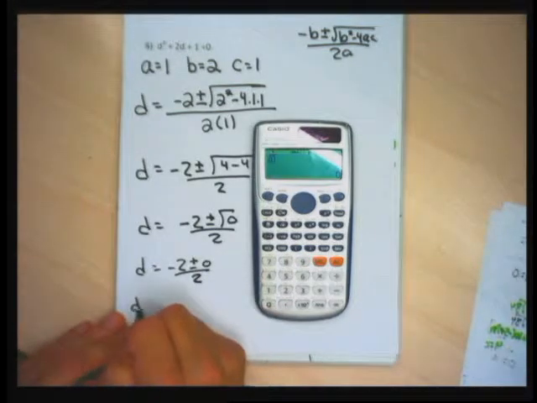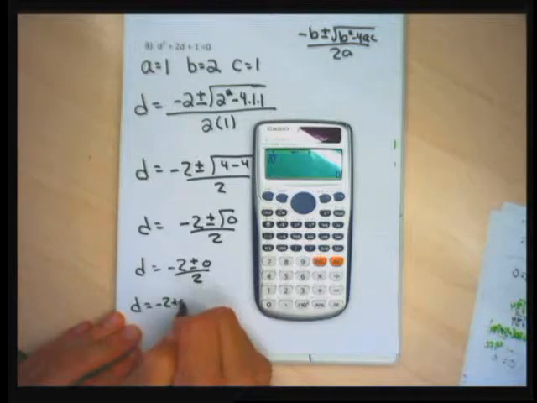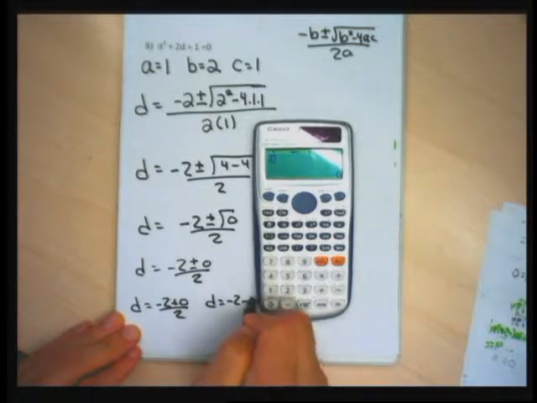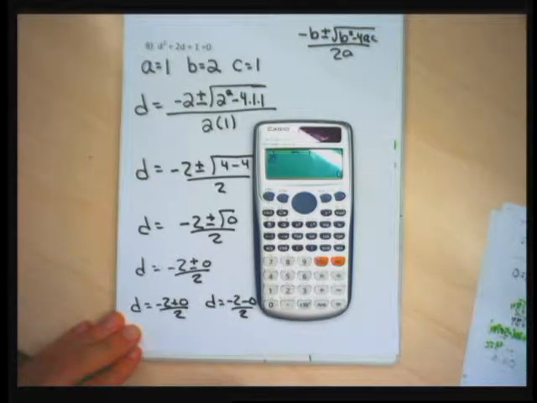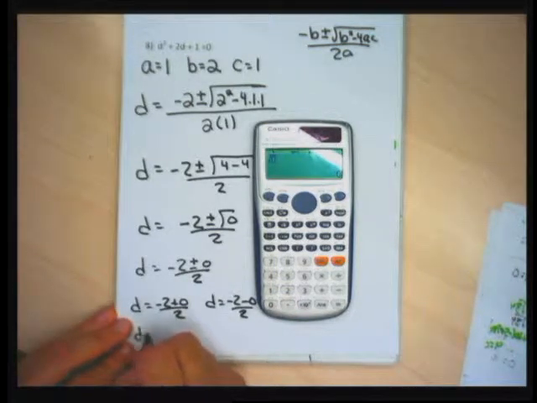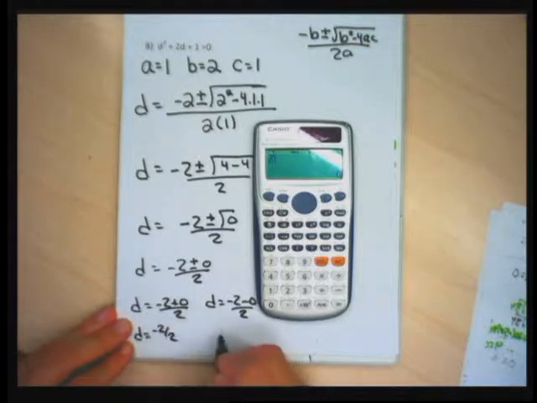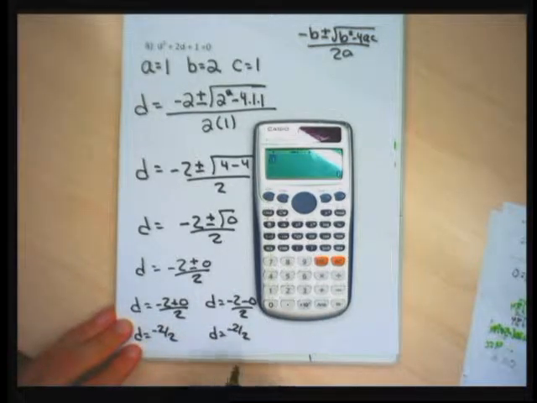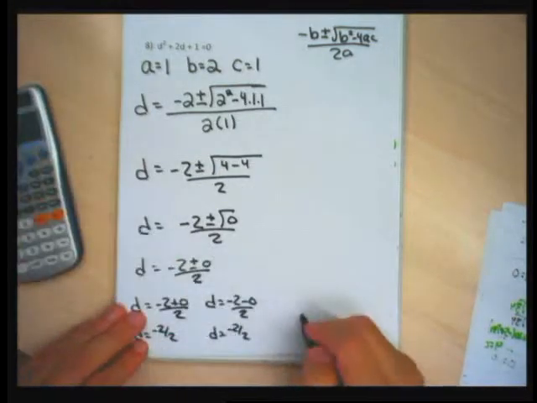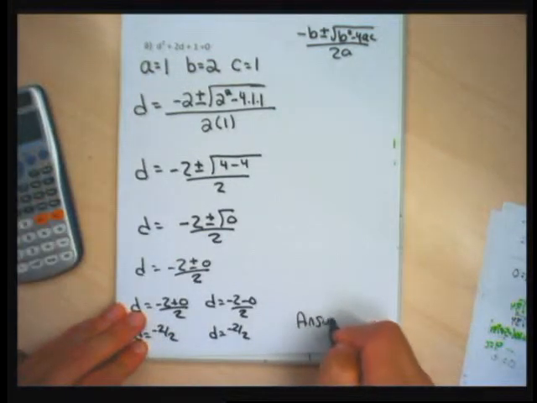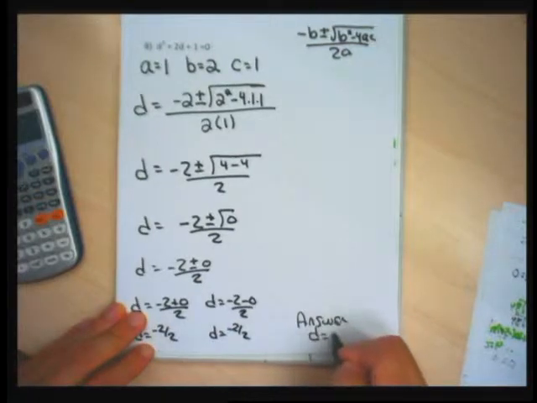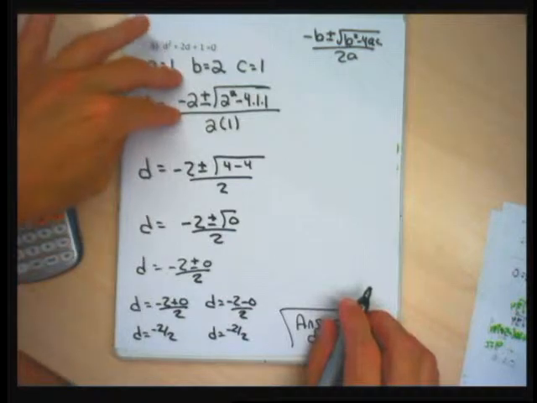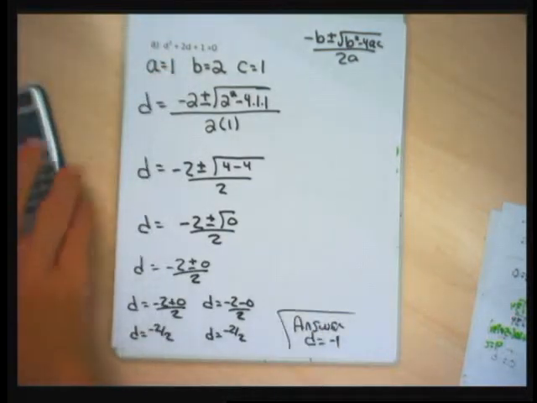So I'm going to get d equal negative 2 plus 0 over 2, and d equal negative 2 minus 0 over 2. The first one comes out to negative 2 over 2. The second one also comes out to negative 2 over 2. So there's only one answer. This is a very unique problem. The only answer to this is d equal to negative 1. Let me do all this up here by my calculator, and then I'll check it.